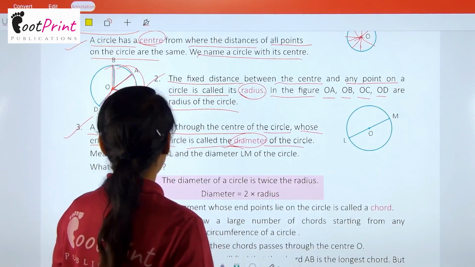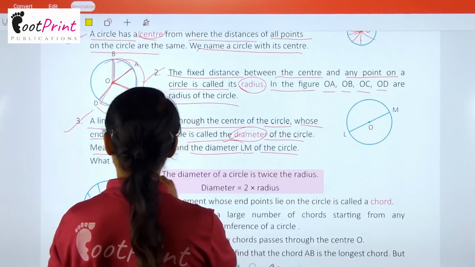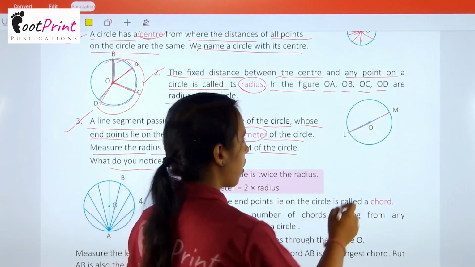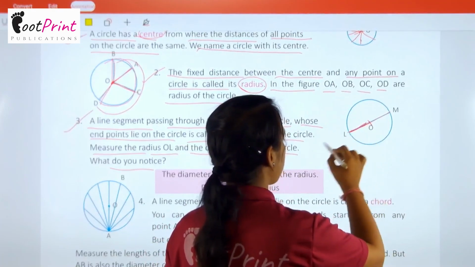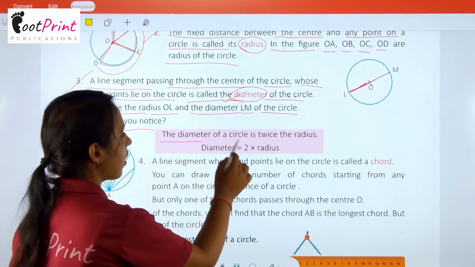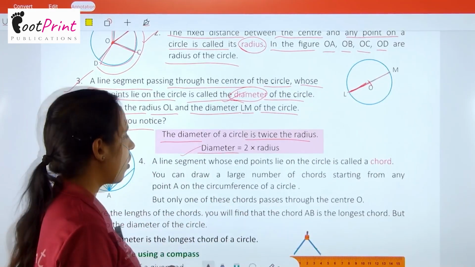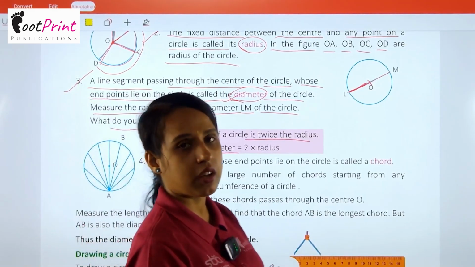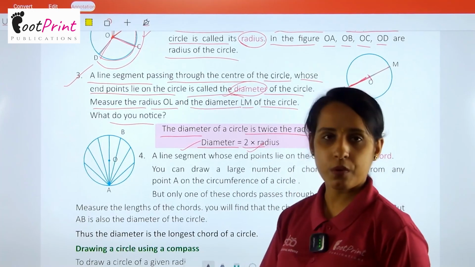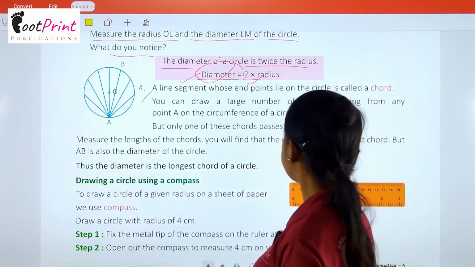Measure the radius OL and the diameter LM of the circle. So here you have to measure LM, that is the diameter, and LO, that is our radius. So what will we observe? We observe that the diameter of a circle is twice the radius. So the diameter is double the radius. We can easily find the diameter as twice the radius, so we can write 2 into radius, and we get diameter.